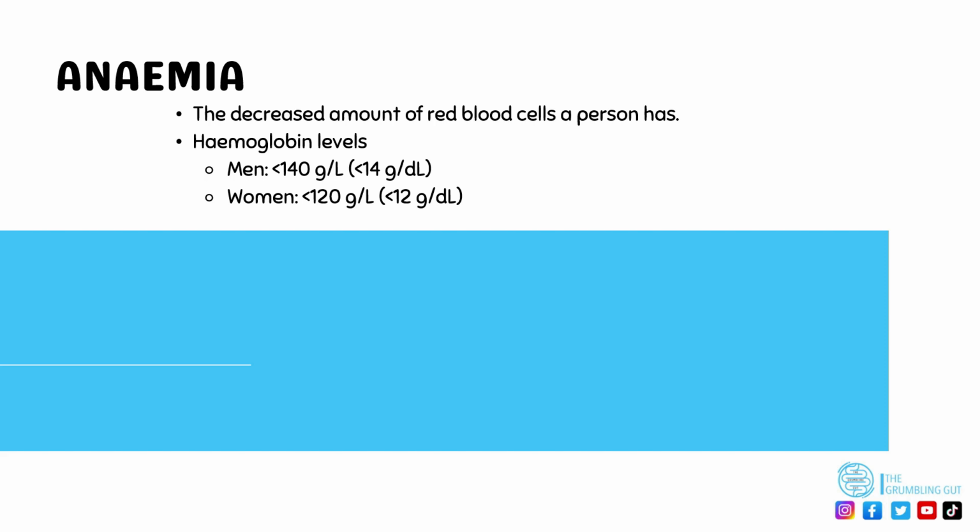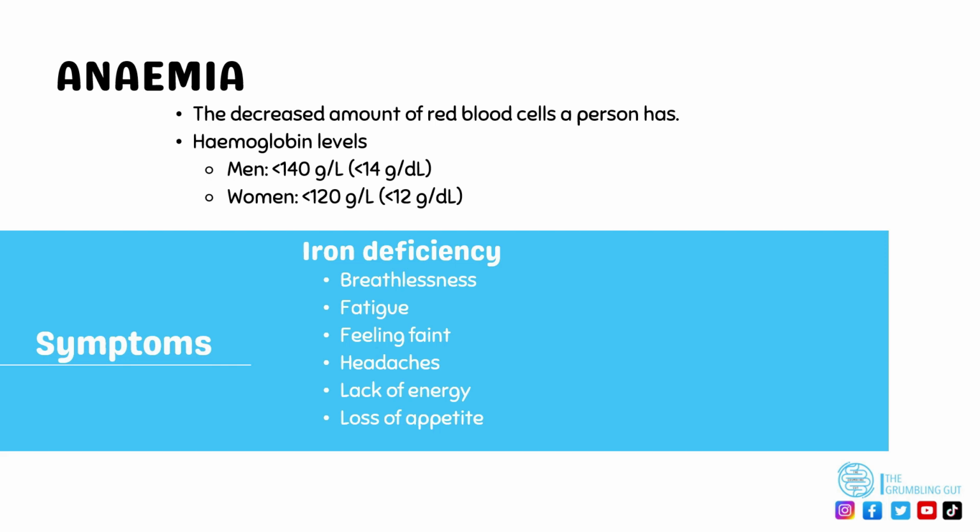Men can be considered as being anemic if they display hemoglobin levels of less than 140 grams per litre, whereas a level of less than 120 grams per litre is used for females. There are also different types of anemia. There's iron deficiency anemia, which is low levels of iron and can cause symptoms such as breathlessness, fatigue, feeling faint, lack of energy, and the loss of appetite.